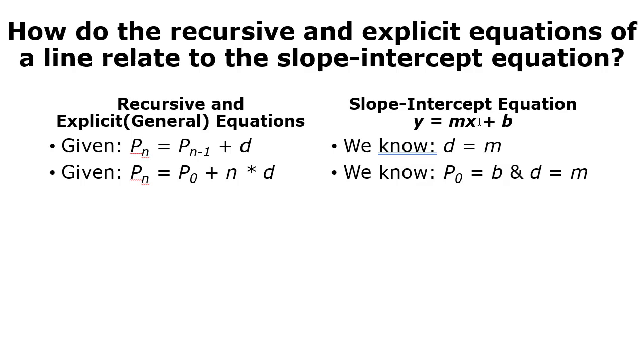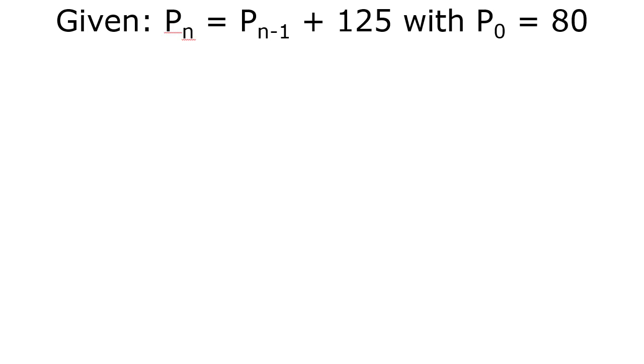When x equals 0, we haven't added any d's. We haven't added any of those common differences. We haven't added in that rate of change yet. So we know that our P0, P sub 0, whatever you want to call it, equals b. And of course, we know that the d is the same thing as m. The difference is m.